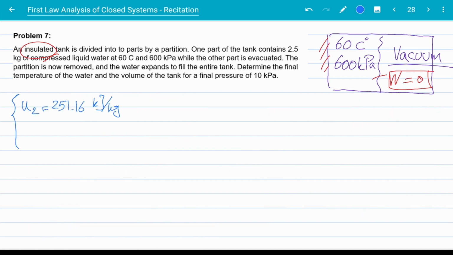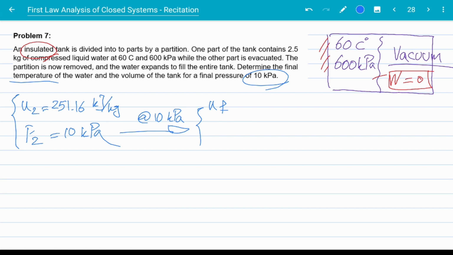Okay, what else do I know? I know that at the final state, pressure is 10 kilopascals, right? The problem says so. Now I have two independent intensive properties, and I can use them to find the other properties, such as the temperature. So I'm going to check the tables for the pressure of 10 kilopascals and read the saturated liquid and saturated vapor internal energies. So U of F at 10 kilopascals is 191.79, and U of G is 2,437.2, both in kilojoules per kilogram.